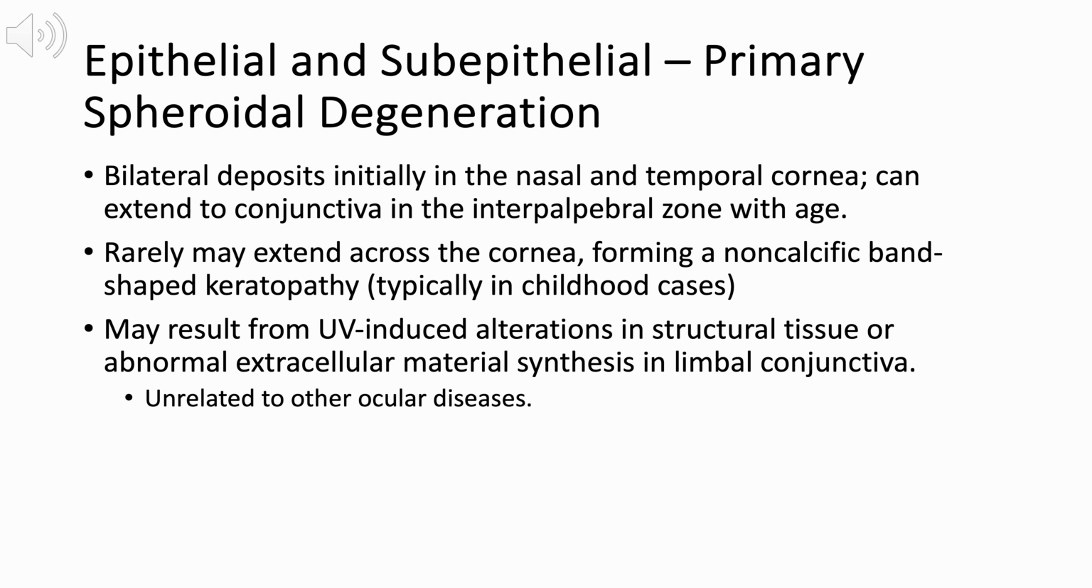Primary spheroidal degeneration is characterized by bilateral deposits that initially develop in the nasal and temporal cornea and, with age, may extend to the conjunctival tissue in the interpalpebral zone. While uncommon, these deposits can occasionally progress across the cornea, forming a non-calcific band-shaped keratopathy, a presentation more typical in childhood cases. The condition is believed to result from UV-induced changes in the structural tissue or from abnormal extracellular material synthesis in the limbal conjunctiva. Importantly, this form of degeneration occurs independently of other ocular diseases.